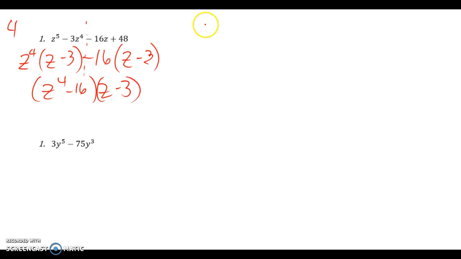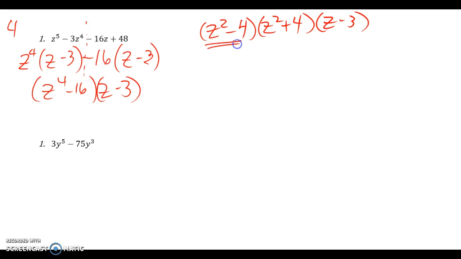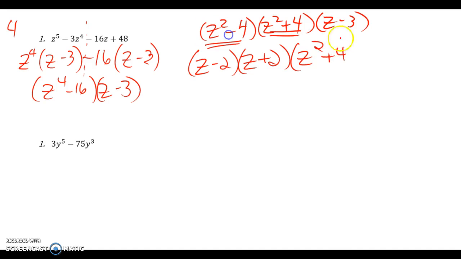Well, z to the 4th minus 16 actually is a difference of perfect squares. It's z squared minus 8, z squared plus 8. Don't want to lose my z minus 3. Oh, it's not 8, is it? The square root of 16 is 4. So that's what we have there. And then this one is another difference of perfect squares. Z minus 2, z plus 2. Cannot factor this thing any further. And then we still have this z minus 3. So there are the factors for that.